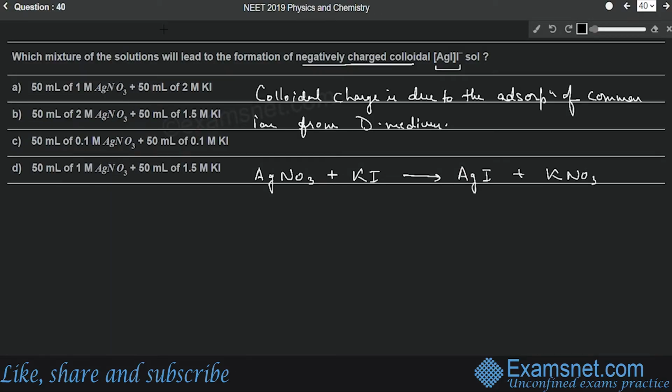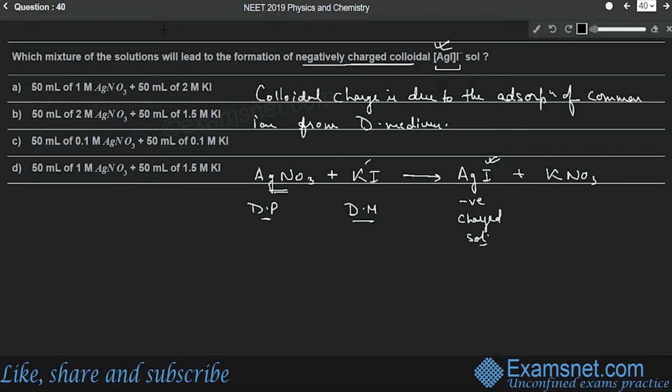Okay, see, silver nitrate is the dispersed phase, potassium iodide is the dispersion medium, and silver iodide is the negatively charged salt, because it is given in the question. Okay, so this is the charged salt. So iodide is the negative charge here. Okay, iodide is the reason for negative charge. So this has come from potassium iodide, therefore this is the dispersion medium.